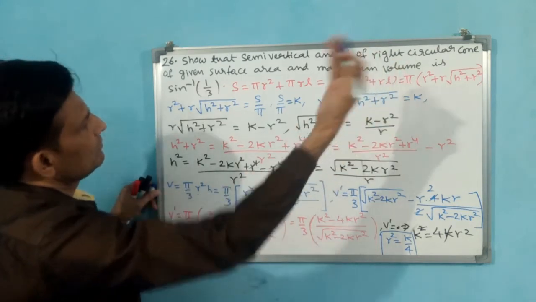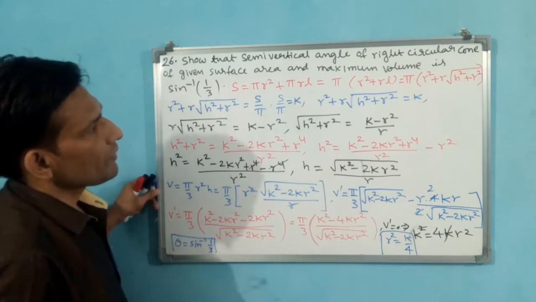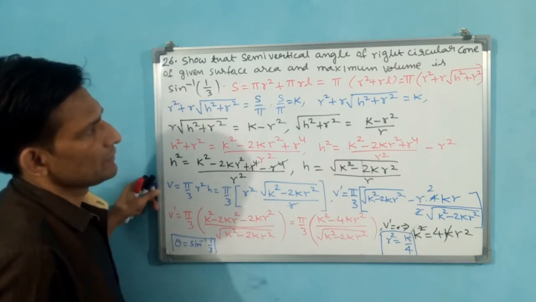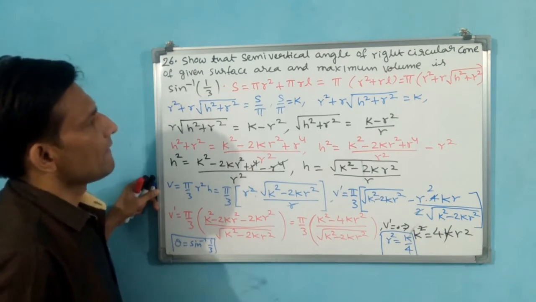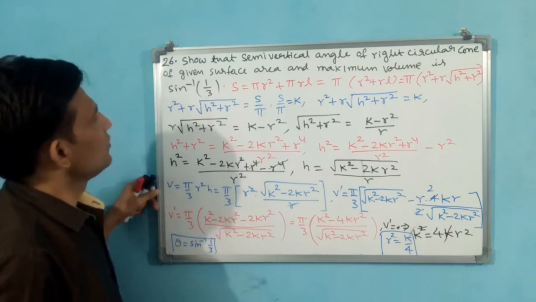l means square root of h square plus r square. h means how?